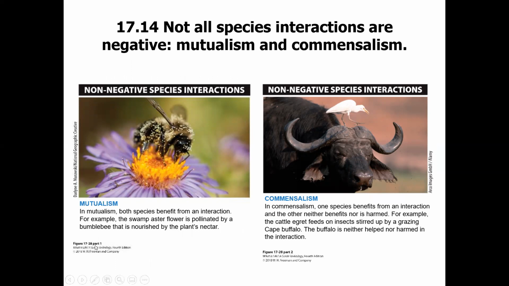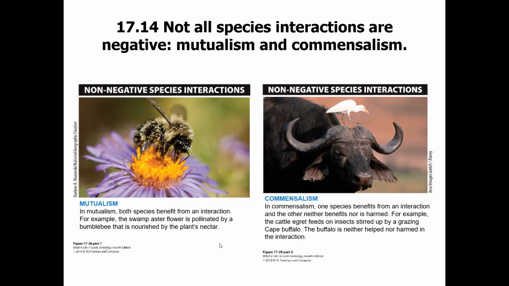An example of this is a swamp aster flower that gets pollinated by a bumblebee. The bumblebee is carrying the pollen to other flowers to help with reproduction. But at the same time, the bumblebee is also being nourished by the plant's nectar, so it's getting a food source from this as well. So the bee's happy because it's got the food, and the flower's happy because it's got the ability to reproduce.